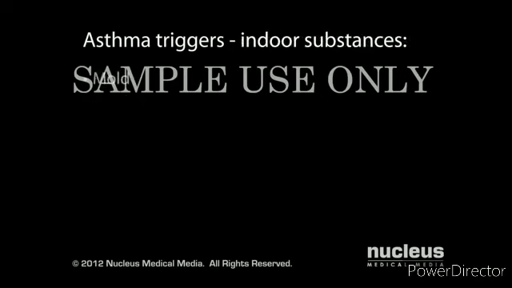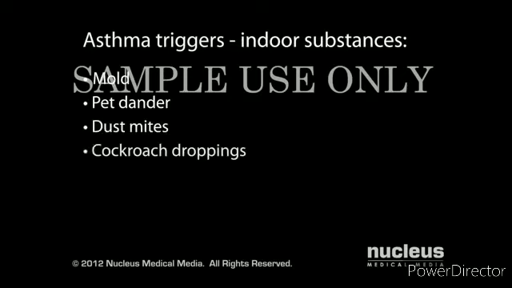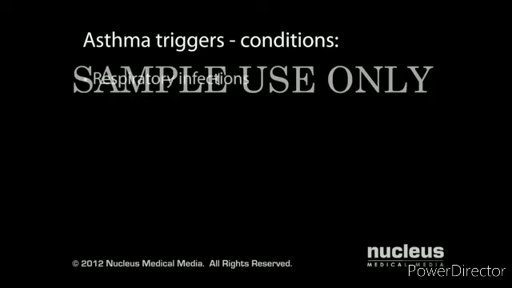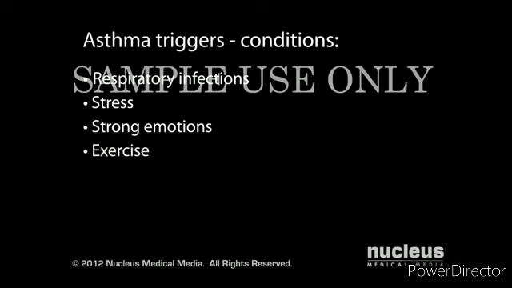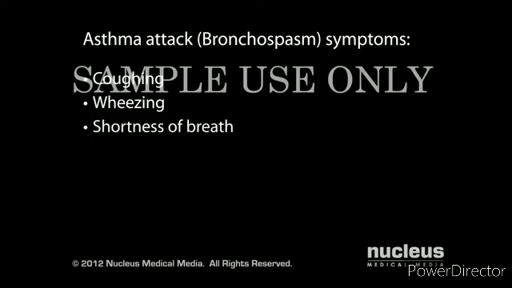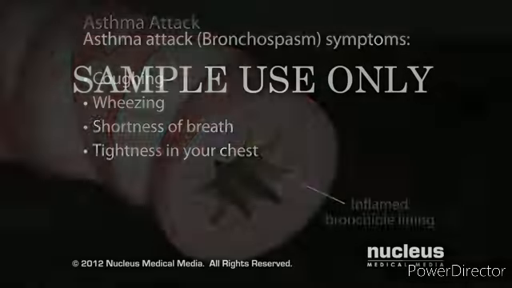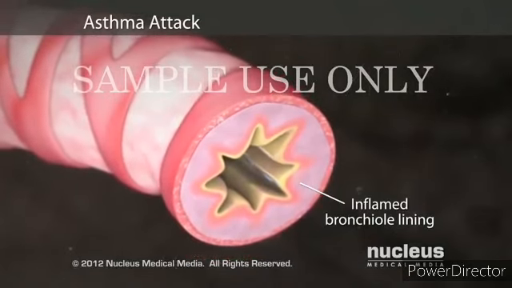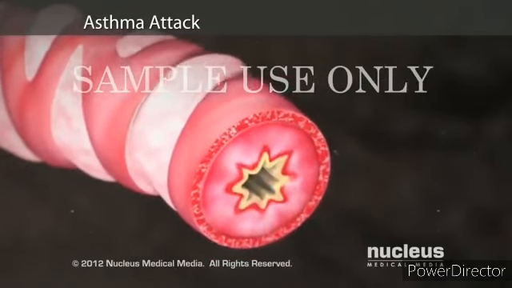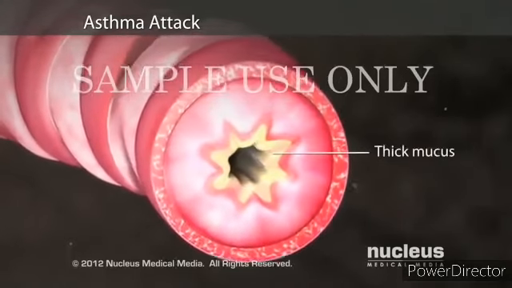Indoor irritants and allergens, such as mold, pet dander, dust mites, and cockroach droppings. Food allergens, such as fish, shellfish, eggs, peanuts, and soy. And conditions such as respiratory infections, stress, strong emotions, and exercise. The symptoms of an asthma attack include coughing, wheezing, shortness of breath, and tightness in your chest. During an asthma attack, also known as a bronchospasm, the muscles around your airways tighten, and the airway wall becomes more swollen. Your airways also produce thick mucus that narrows them even more, making it hard for you to breathe.